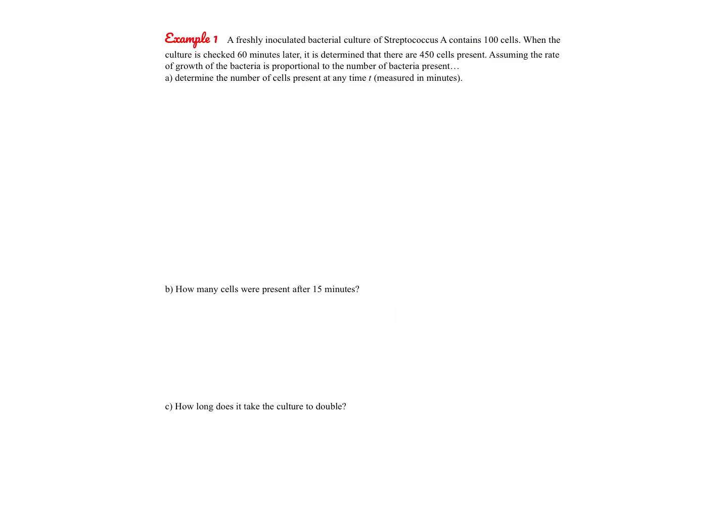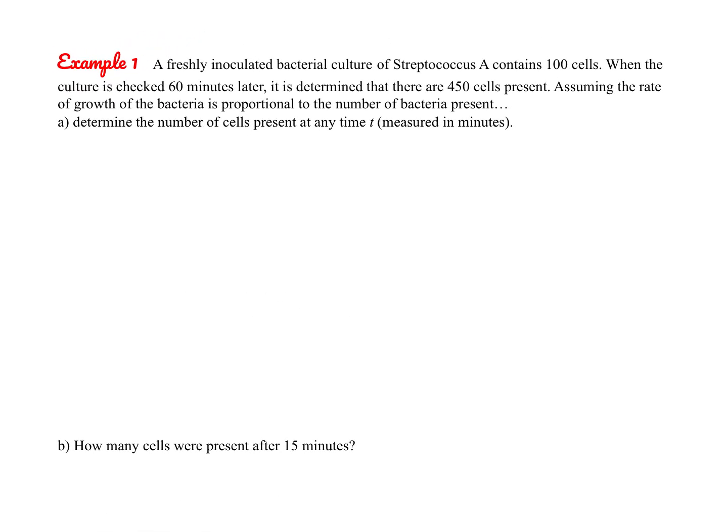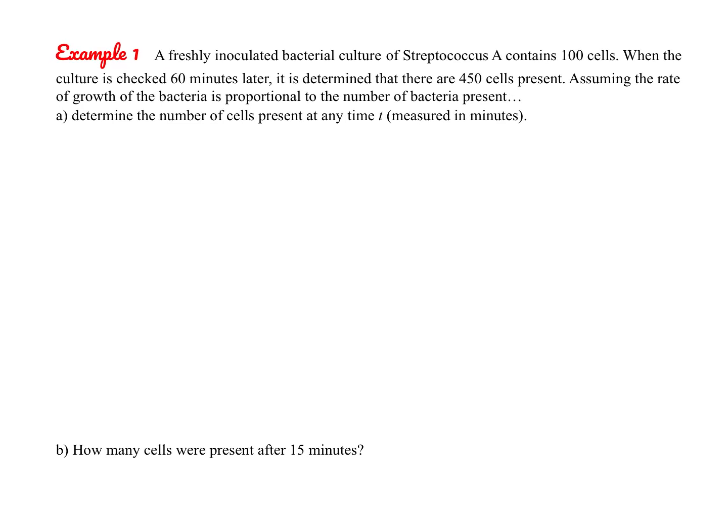All right, so each of these that we do today, we're not just going to use our general formula for growth or decay, we're actually going to derive it completely from the beginning using a separable differential equation. So this says a freshly inoculated bacterial culture of strep A contains 100 cells. So that's our initial amount, 100 cells. When the culture is checked 60 minutes later, it is determined that there are 450 cells present.